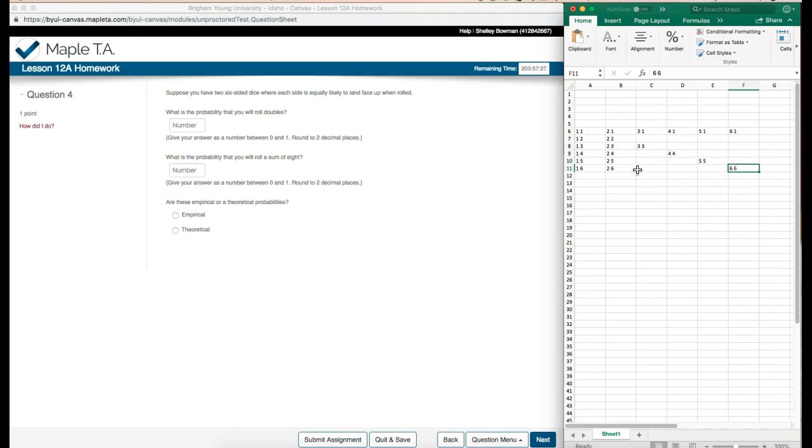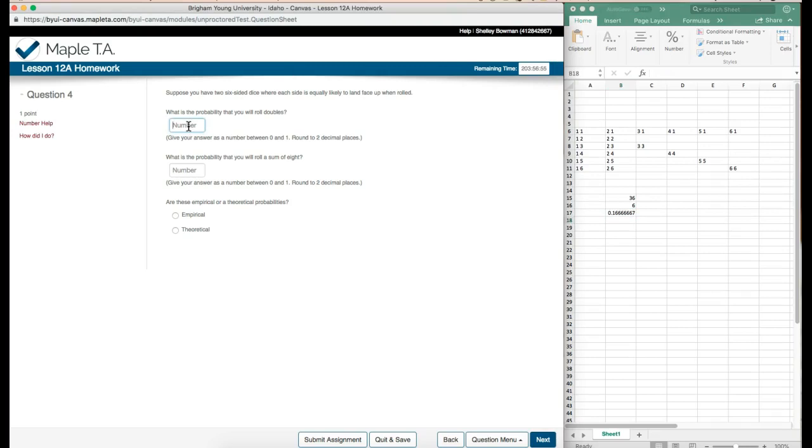Out of all the different ways of rolling my dice, which I could continue filling in, there's 1, 2, 3, 4, 5, 6 times 1, 2, 3, 4, 5, 6, which tells me I have a sample space of 36 possibilities. And I have 6 ways of getting doubles. So to find this probability, I'm going to take the 6 and divide it by 36 to find the probability that I can roll a double here. And so I'm going to round to the nearest 2 decimal places, so 0.17.